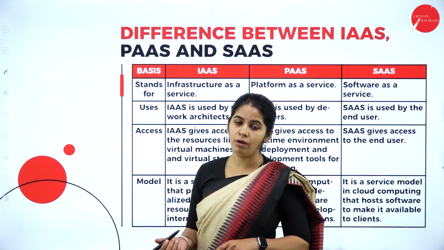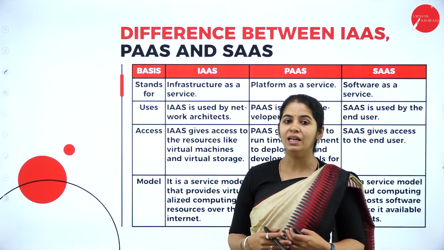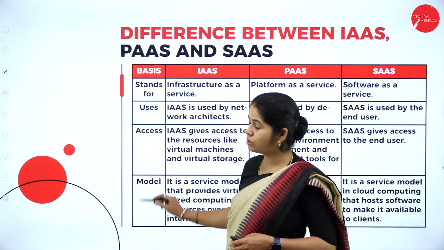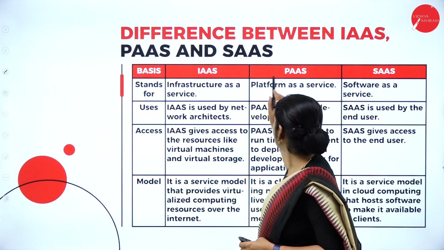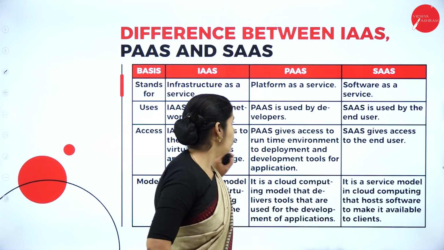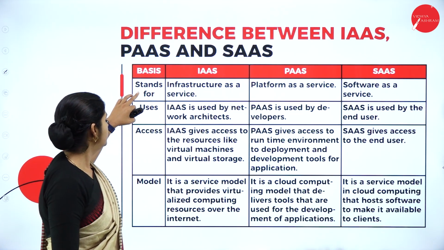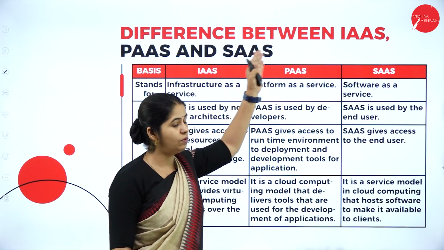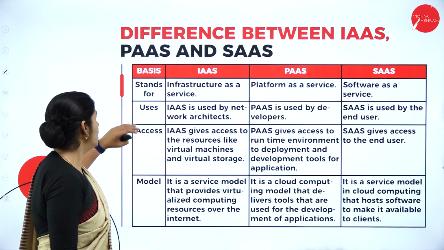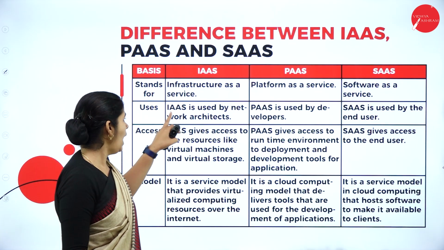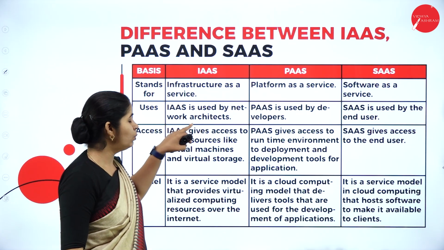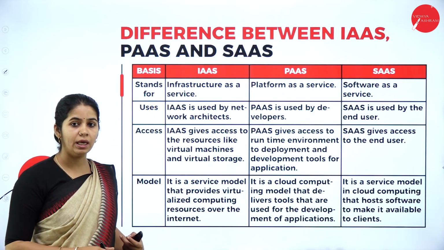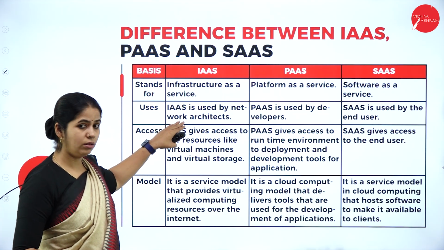Now, the last topic we have is the comparison between the different service providers. Based on some characteristics, we are going to compare IaaS, PaaS, and then SaaS. What comparison do we have? The standard forms are infrastructure as a service, platform as a service, and software as a service. And the users: IaaS is used by the network architect, who is going to develop its own application.